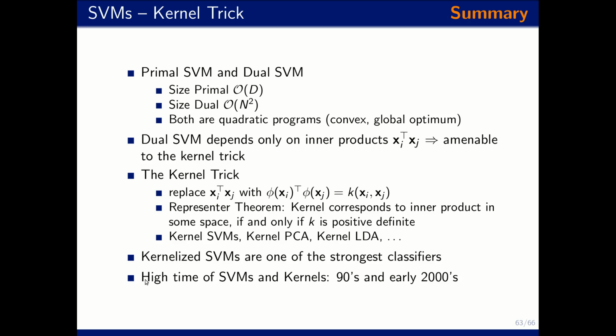Essentially, in the 90s and 2000s, SVMs and kernel techniques had a real high. Back then, everything was support vector machines and kernels, and they were really the predominant machine learning algorithm. Nowadays it's neural networks. They were out of fashion back then, and this was really the high time of SVMs and kernels.